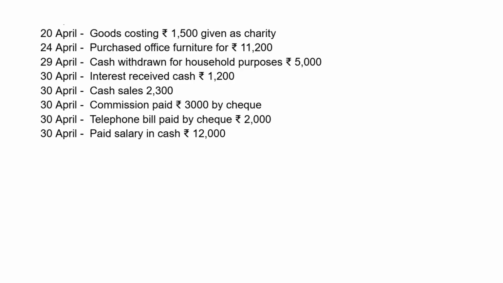30th April, cash sales 2300. Here the two accounts affected are cash account and sales account. Previously, we have seen the transactions of credit sales, but here it is mentioned that we have sold the goods and we have received cash. So, cash sales. If nothing was mentioned, we would take it as credit. So it is mentioned cash sales 2300.